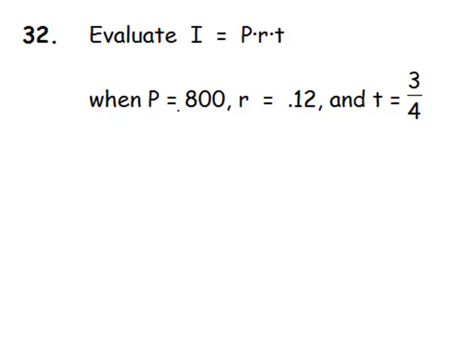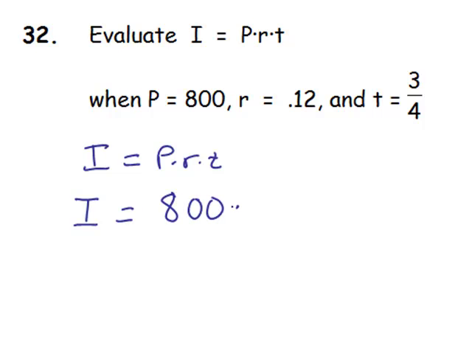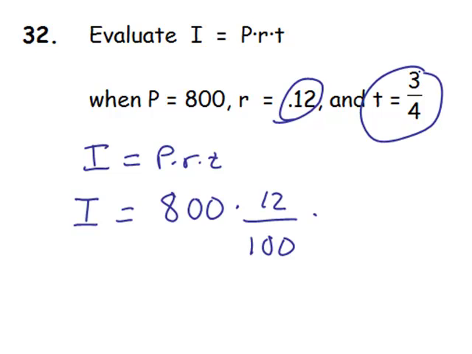In number 32, we have a formula. So this is the interest earned formula, I equals PRT. And we're going to put values in and solve for the value I. P is 800 times, the rate is 0.12. I'm going to write that as 12 hundredths. That's what it is in fractional form. T is 3/4, so I'm going to multiply by 3/4 here.